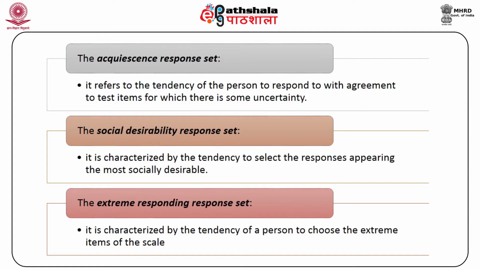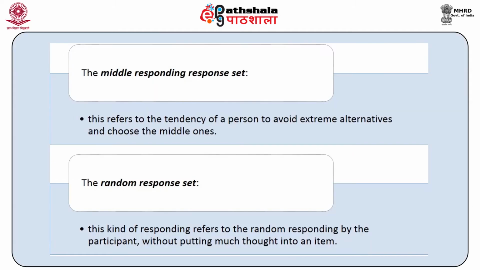The social desirability response set. It is characterized by the tendency to select the responses appearing the most socially desirable. The extreme responding response set. It is characterized by the tendency of a person to choose the extreme items of the scale. The middle responding response set. This refers to the tendency of a person to avoid extreme alternatives and choose the middle ones.